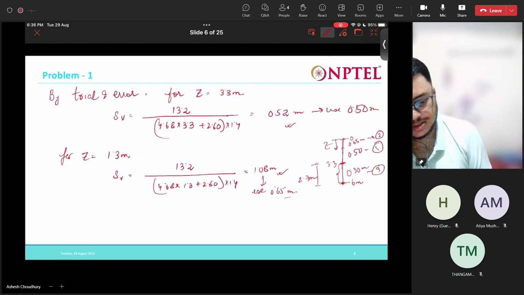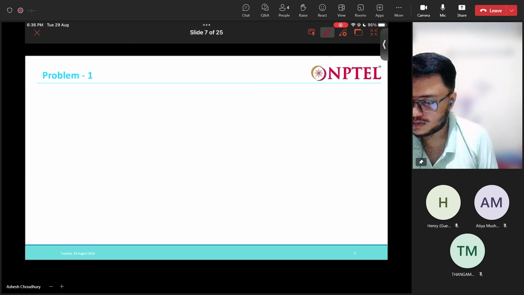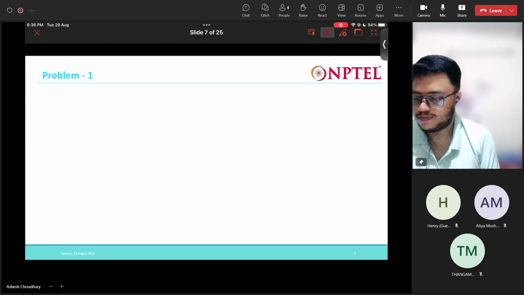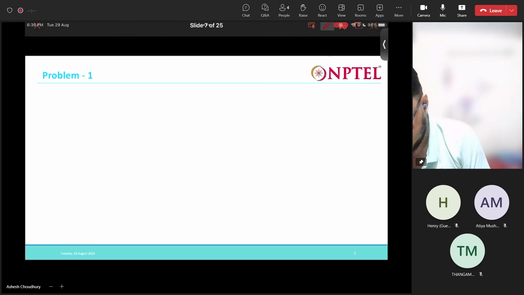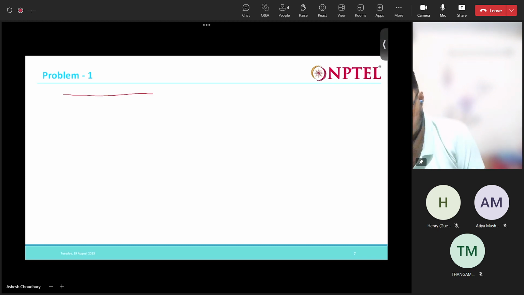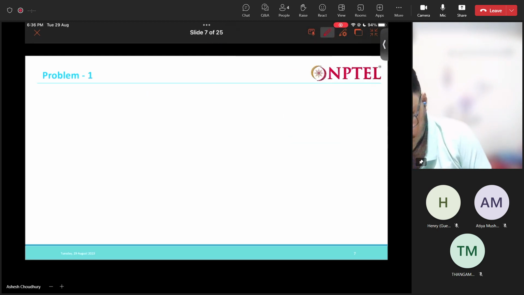Now let us just draw the diagram. Whatever we have designed, let us just draw it. This is the ground level. It's very difficult to draw straight. So this is the ground level.